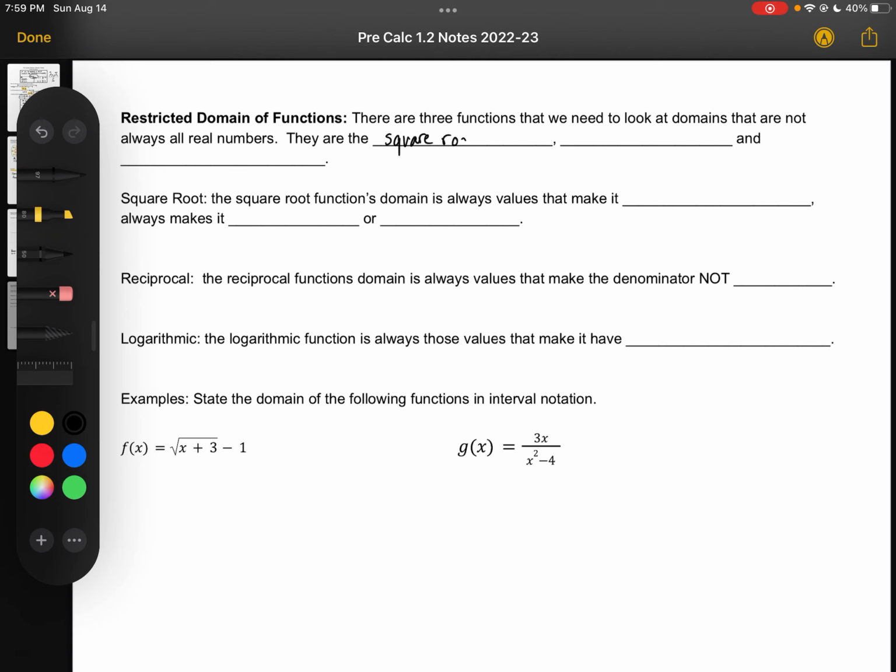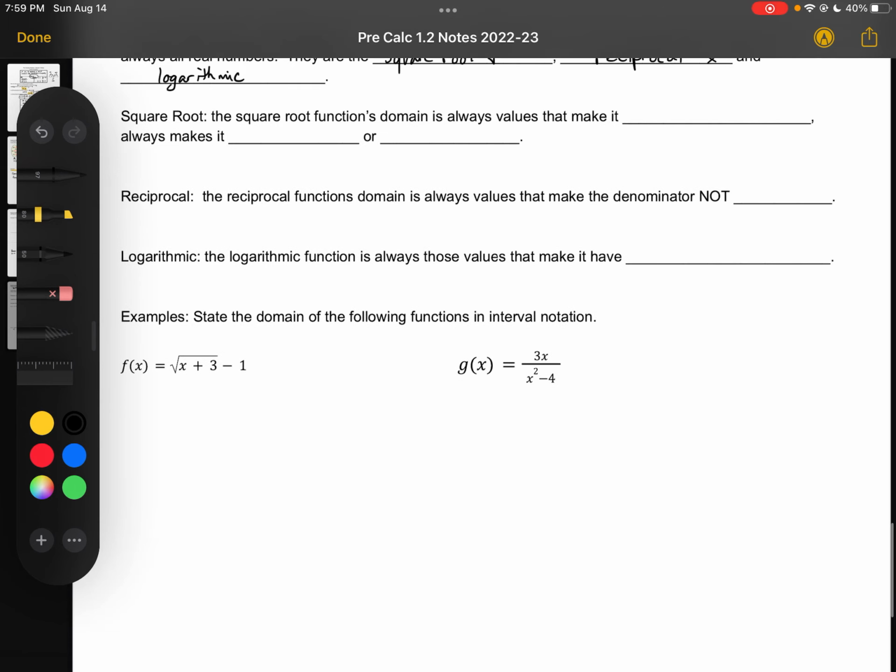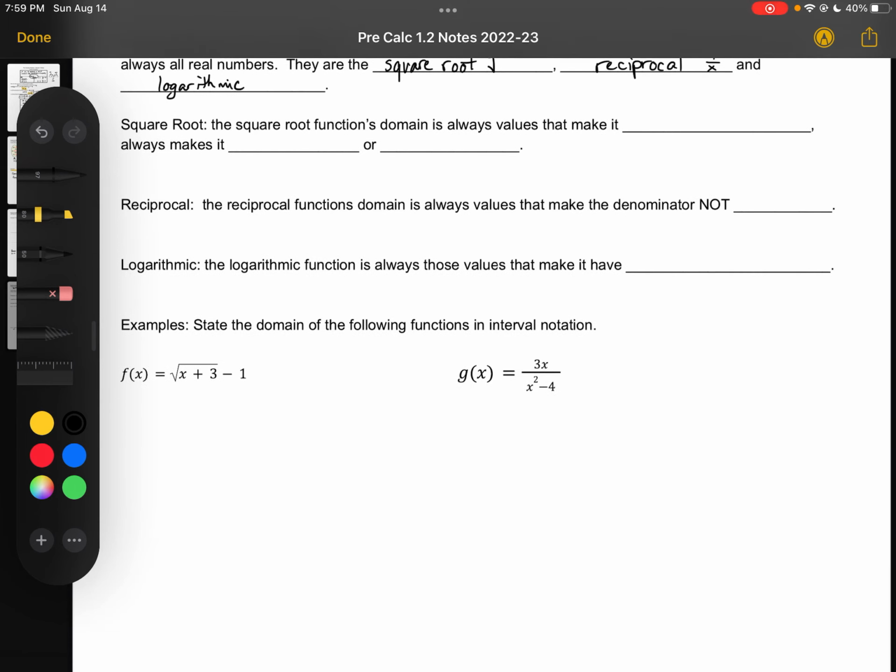So we have the square root, index of 2 there. So square roots, we have our reciprocal. So this is typically when you see like x on the bottom, something like that. And we also have our logarithmic. So basically any time you see log written down, like literally if you scroll down here, if you see log written down.